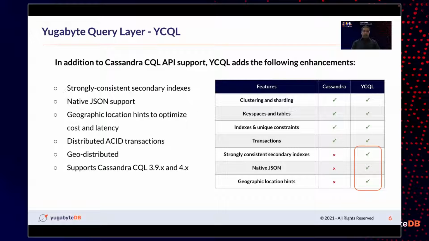Today, we are going to use YSQL with the Yugabyte Spark connector to connect to Spark and build applications in Spark. YCQL is a query layer, which is compatible with Cassandra workloads. In addition to the Cassandra SQL API, we have created strongly consistent secondary indexes, and we also support JSON natively. On top of that, we have used distributed ACID transactions to enable distributed SQL.